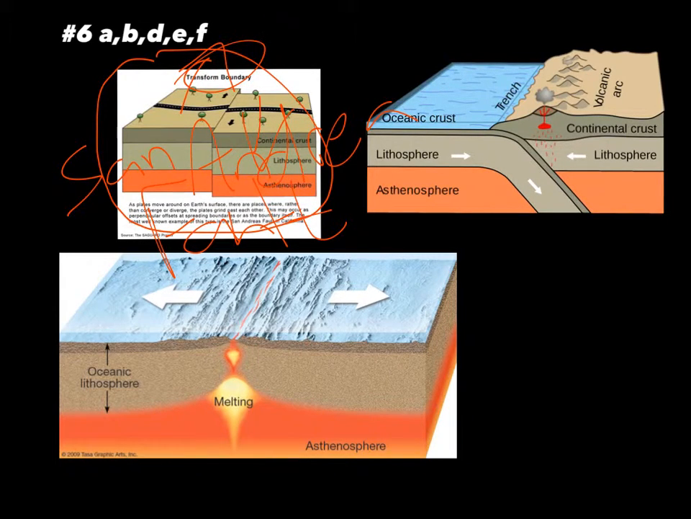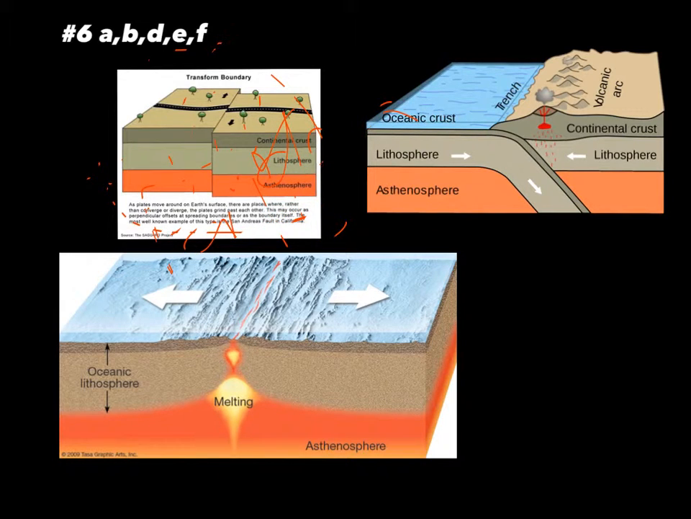Okay, that's a lot there, so I'm going to erase a lot of that for you guys. So again, a transform boundary, San Andreas Fault is a form of that, and this is a lot of erasing to do. Taking a long time here, so sorry. But again, a transform boundary moves side to side, and the most famous transform boundary is the San Andreas Fault.